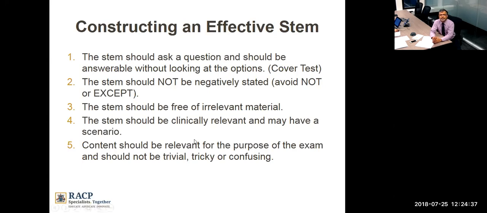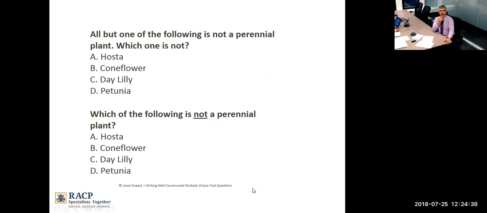Take a look at these 2 questions. They really assess the same things, but if you look at the first one, it says all but one of the following is not a perennial plant, which is not. So it has a not in it, and it gets a little bit confusing. And it also says all but one. If we change the wording to say which of the following is not a perennial plant, it's much clearer. People understand what they're trying to answer.